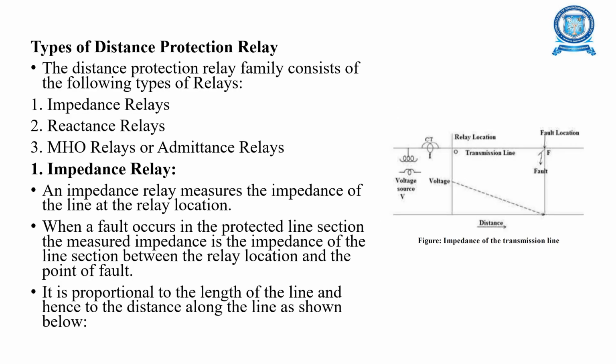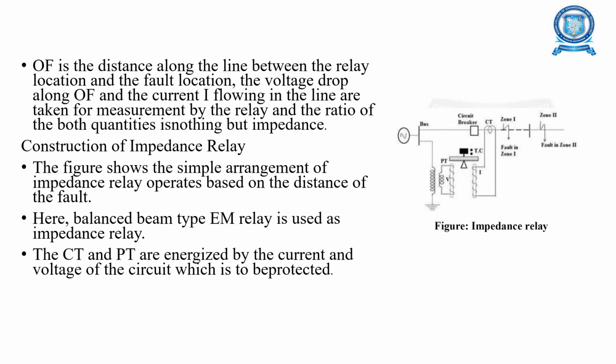Here in the diagram you can see the impedance of the transmission line. The types of distance protection relay are impedance relay, reactance relay and mho relay. So first is the impedance relay. The impedance relay measures the impedance of the line at the relay location. When a fault occurs in the protected line section, the measured impedance is the impedance of the line section between the relay location and the point of fault. That is the distance along the line between the relay location and the fault location.